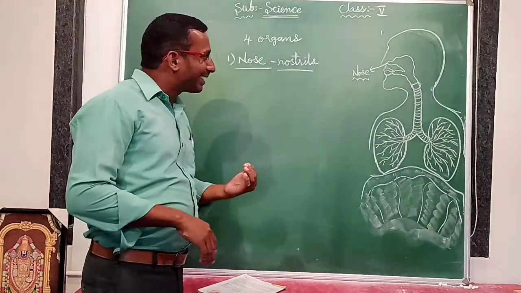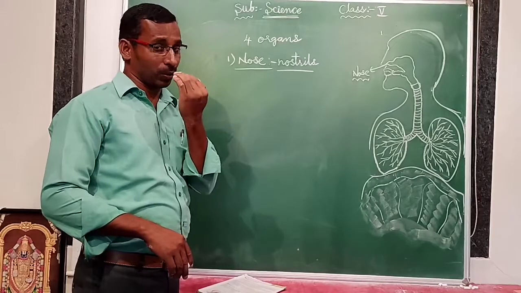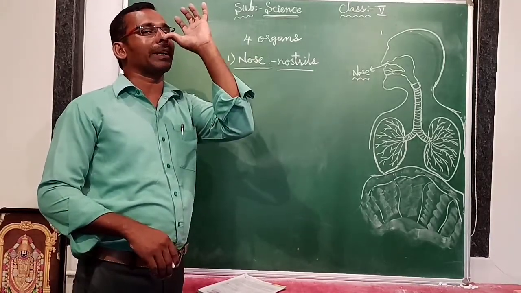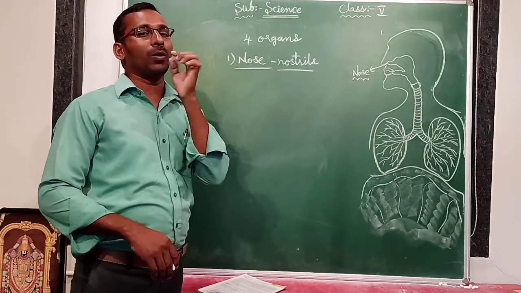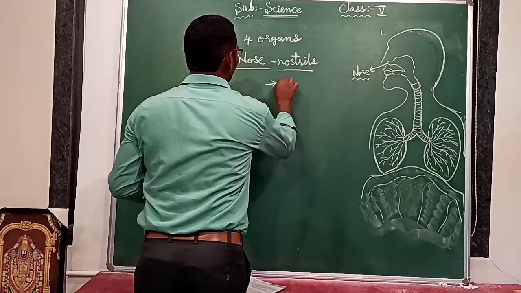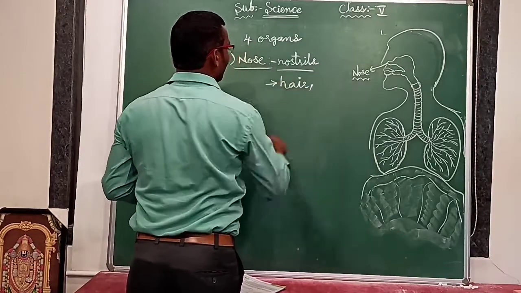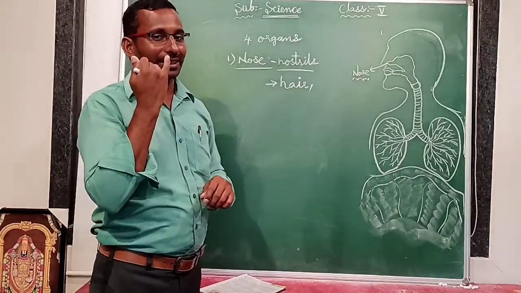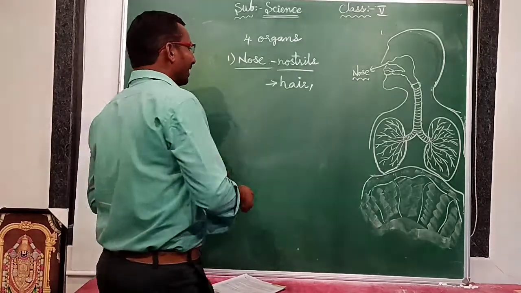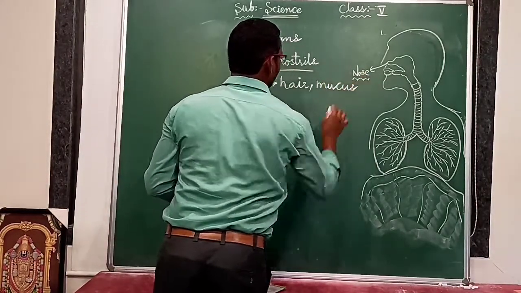When the air enters into our nose or nostrils, if we open and see in the mirror, inside we have hair. Hair is there. And if we put our finger inside, it's like sticky gum. Sticky gum is also there. That is called mucus.